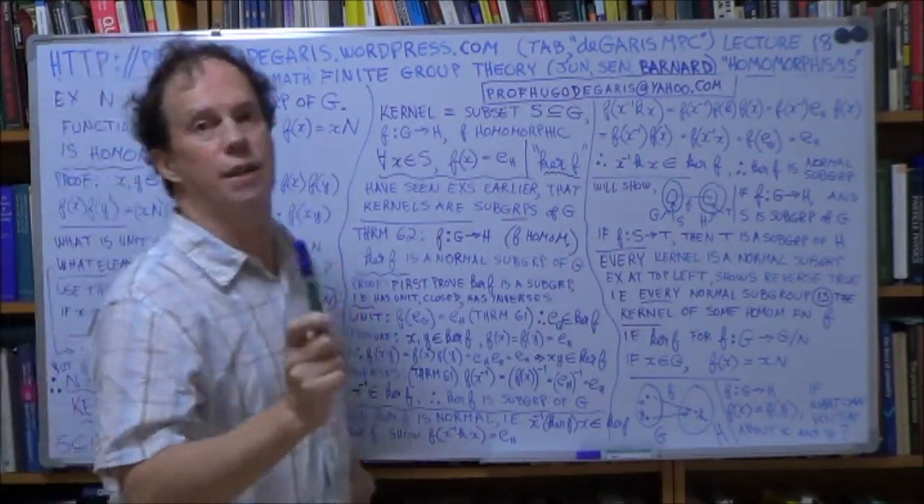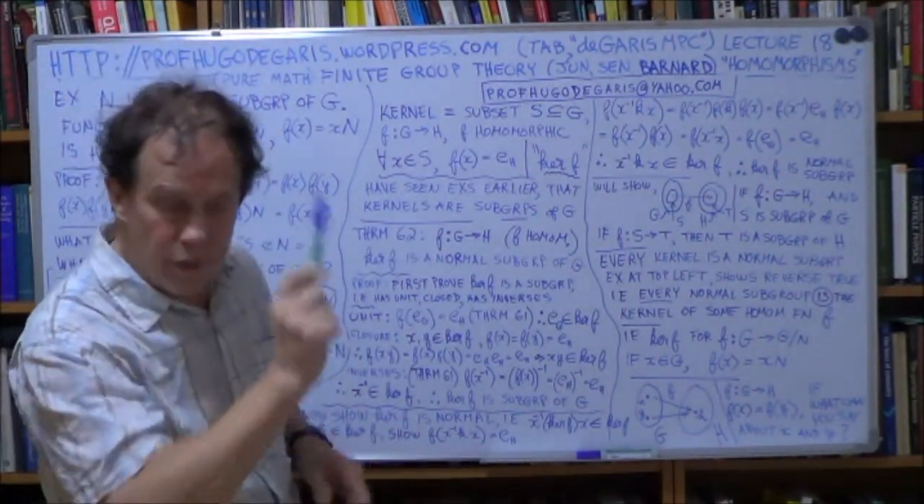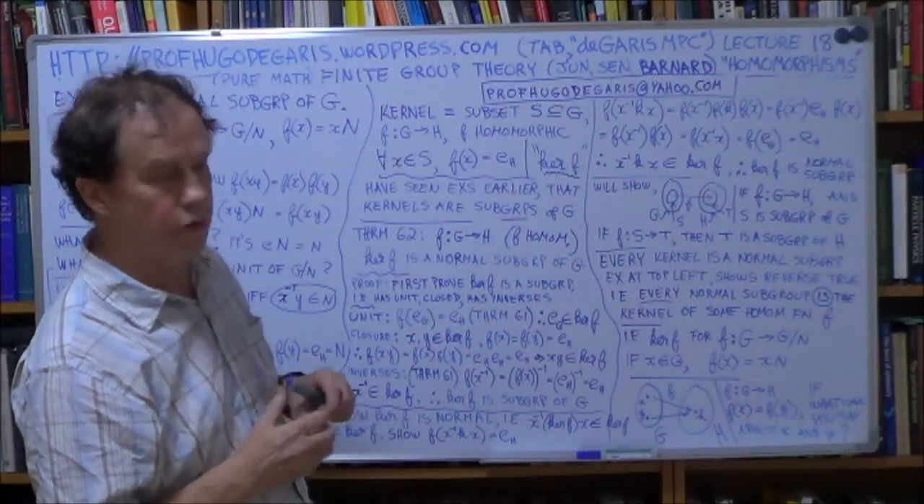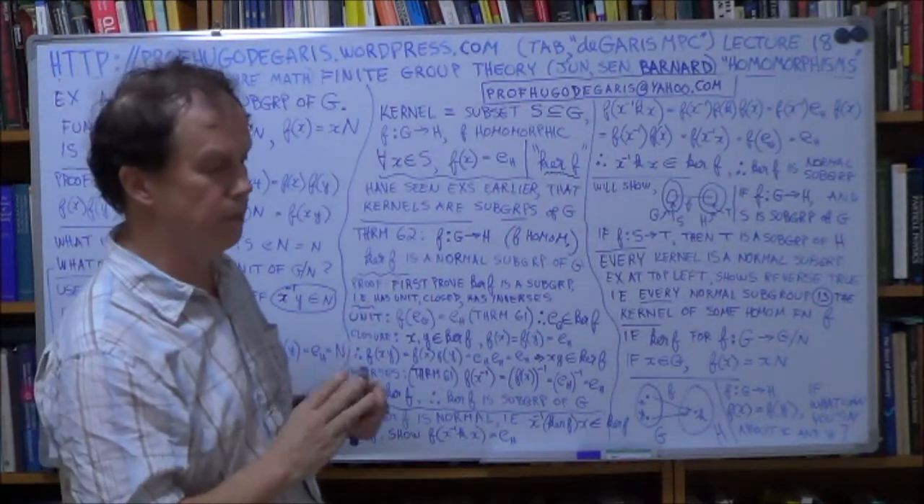Okay, how do you prove anything is a subgroup? Well, you have to prove the three properties. We've done this quite a few times.